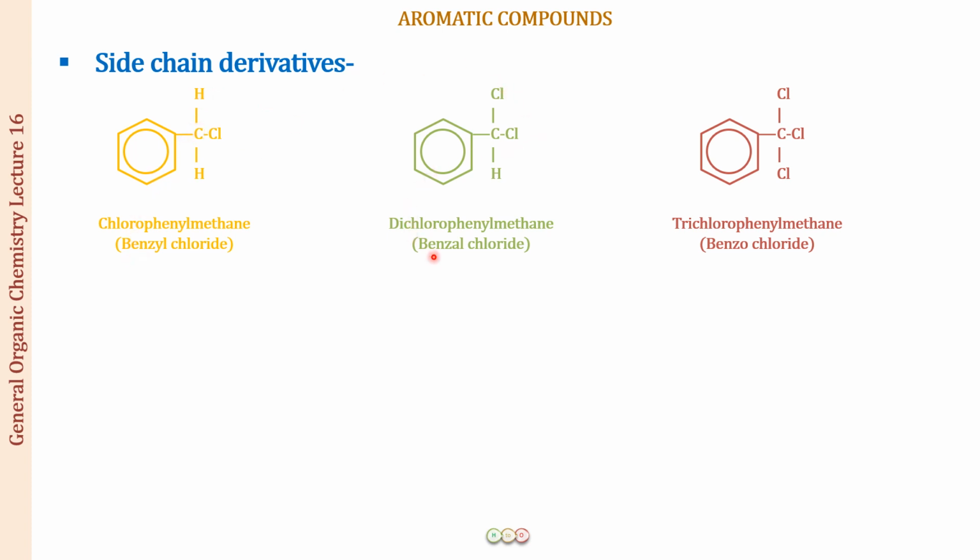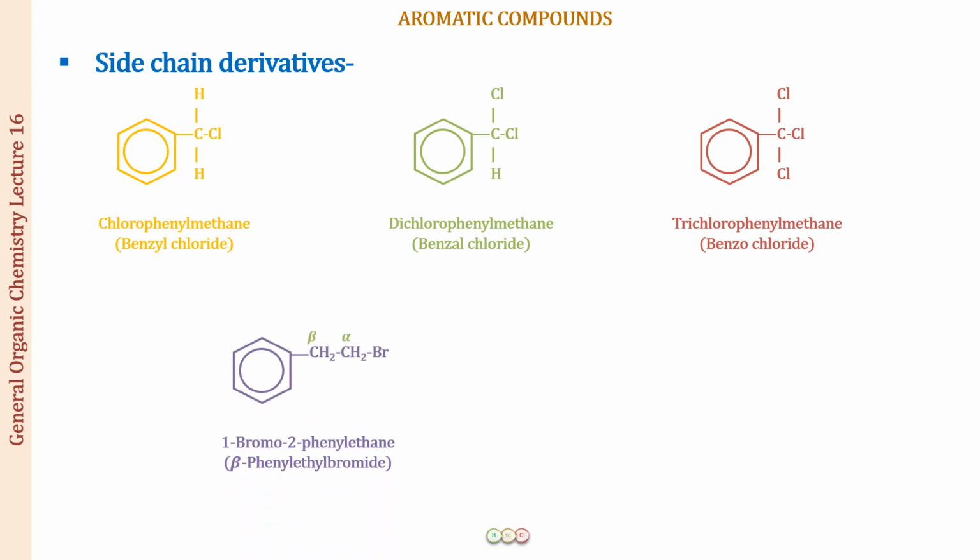Minus two hydrogens it is benzyl and minus the three hydrogens it is benzo. And then whatever you're going to put over here, you're going to name that compound accordingly. So benzyl chloride and benzochloride. Please do remember this. This is very important.